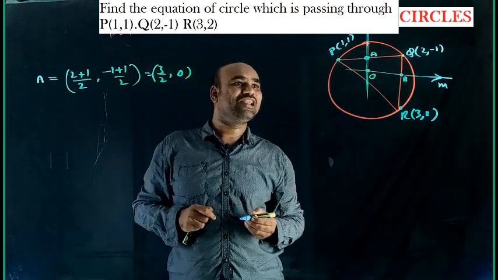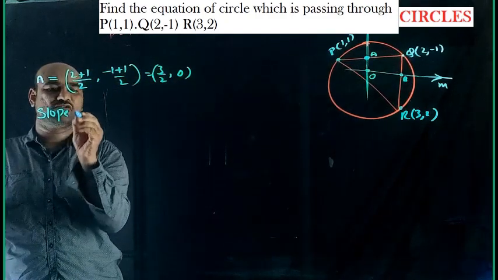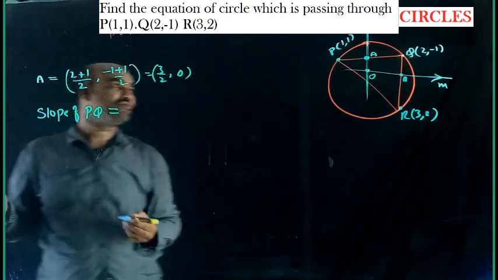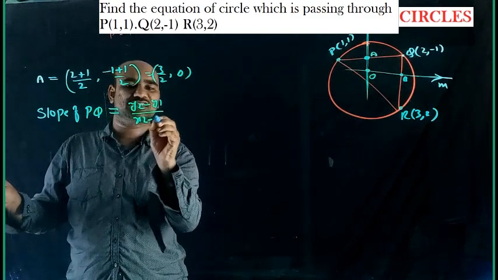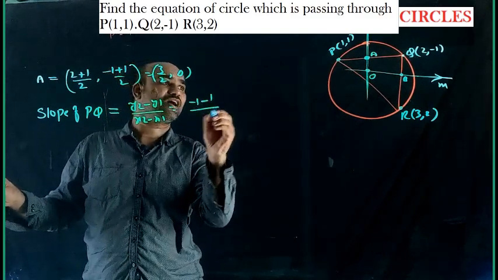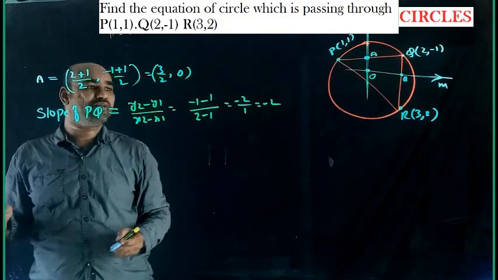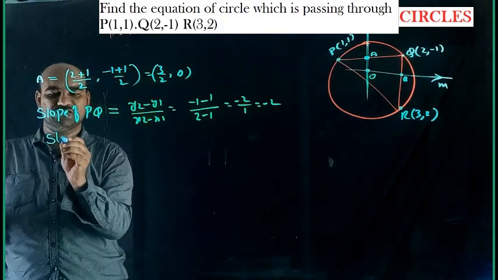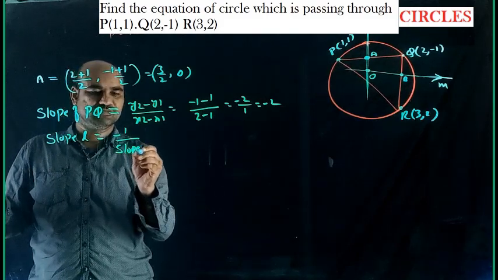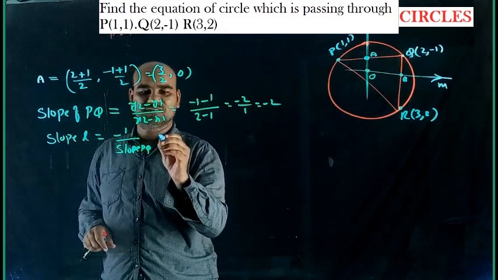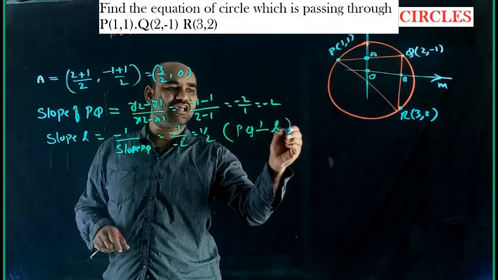Next I want the slope of L. First of all I want to find the slope of PQ. Slope of PQ is equal to (y2 minus y1) by (x2 minus x1), that is minus 1 by 2 minus 1, that is equal to minus 2 by 1, which is minus 2. Automatically slope of L becomes 1 by 2. Slope of L equal to minus 1 by slope of PQ, because they are perpendicular to each other. Minus 1 by minus 2 equals 1 by 2, since PQ is perpendicular to L.